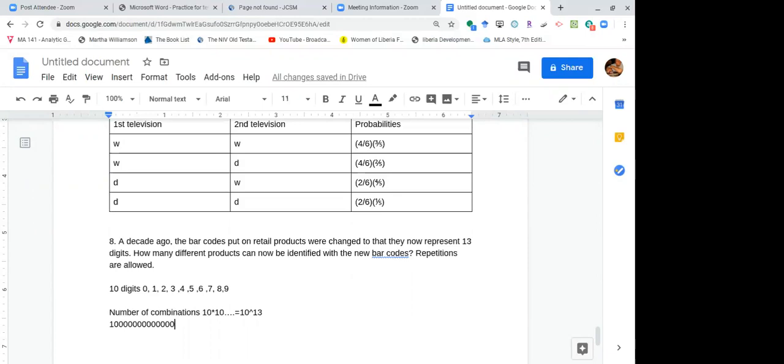It's just going to give you, yeah, it's above the division sign.